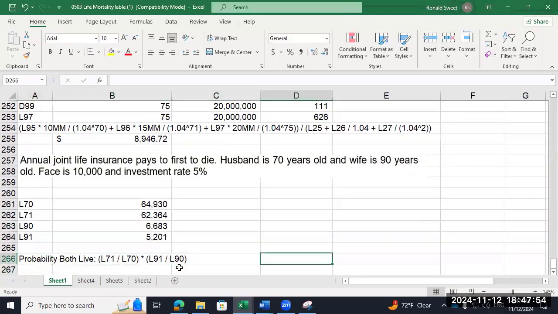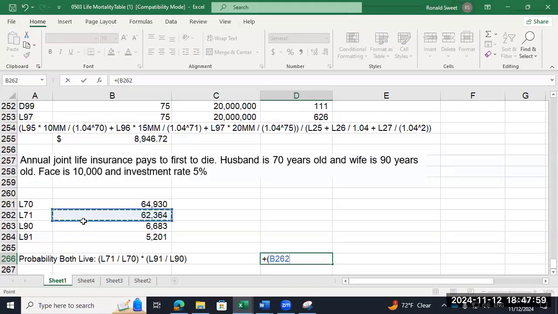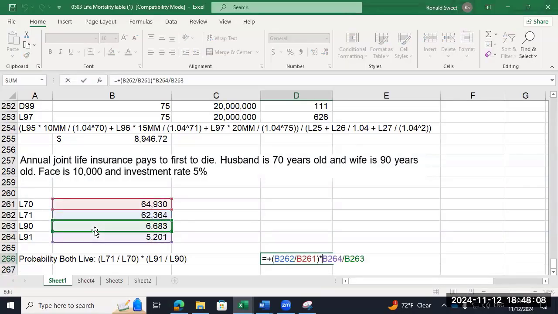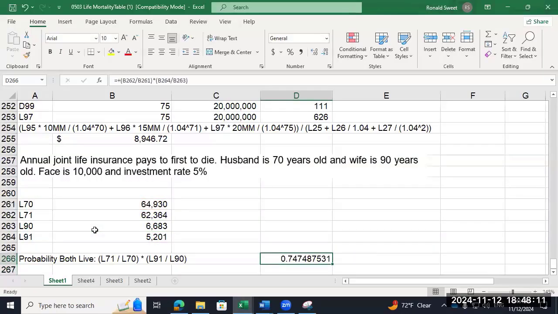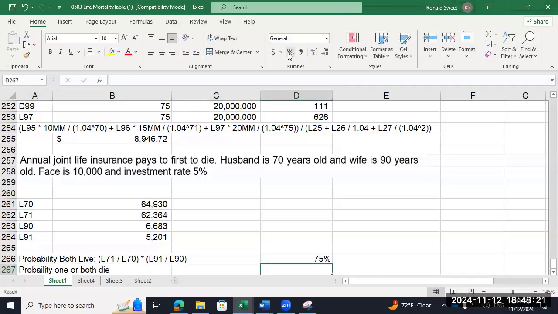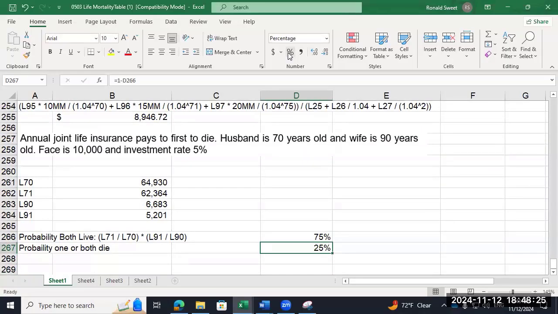So the probability they both live, that divided by that, that by that. They have a pretty high probability that they both live because it's only 1 year. Then we want to do the probability one or both die. That's pretty simple. It's just 1 minus. They have about a 25% chance that 1 or both of them will die, which is a pretty high probability.